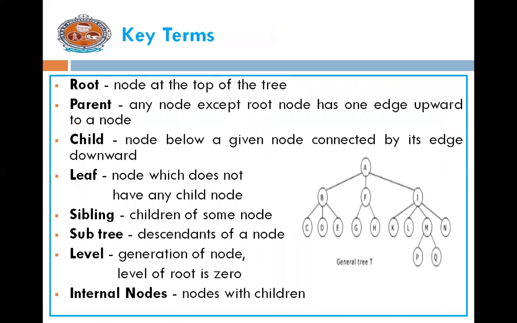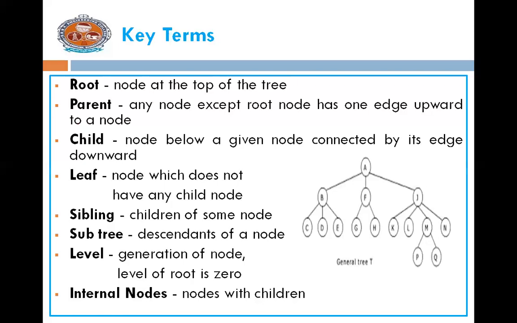The key terms in the tree. The first one is root. Here we have represented a simple example of a general tree. If you see this example and the definition of each node, I will tell you what is meant by each and every key term in a tree. The first one is root. Root means the node at the top of the tree is called the root node. For example, for this tree, A is the root node.